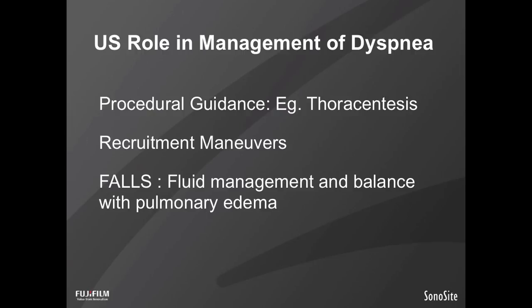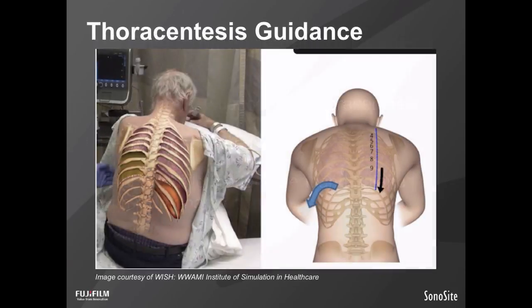And then, of course, the FALLS protocol also suggests that you can fluid resuscitate, for example, a septic patient, and then keep checking the lungs to balance out with causing pulmonary edema due to too much fluids. So you can resuscitate until B lines develop and then stop.